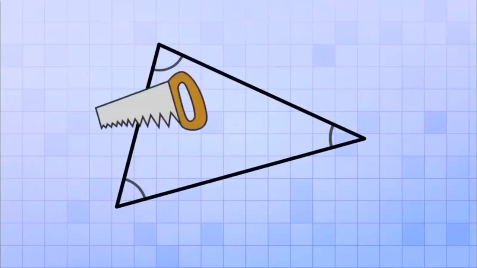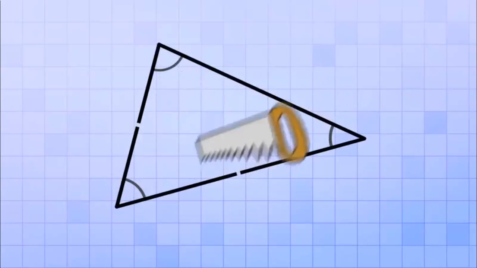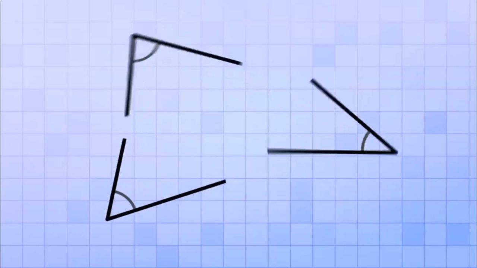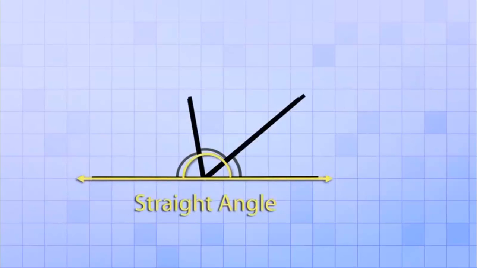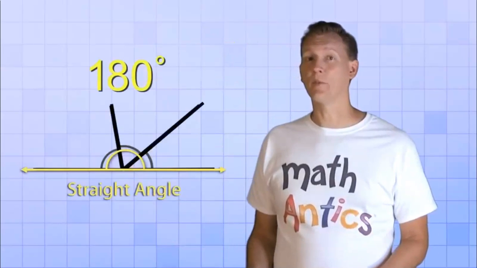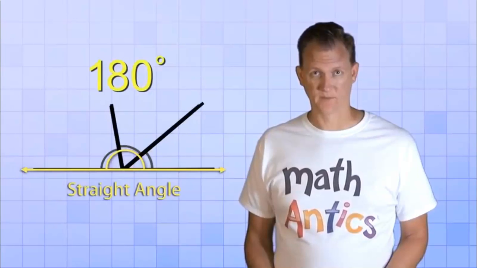For example, have a look at this triangle. If we were to take a saw and cut it up into three separate angles, and then take those three angles and rearrange them so that they're right next to each other like this, you can see that the total would be the same as a straight angle. That's 180 degrees. And this will work no matter what type of triangle it is.